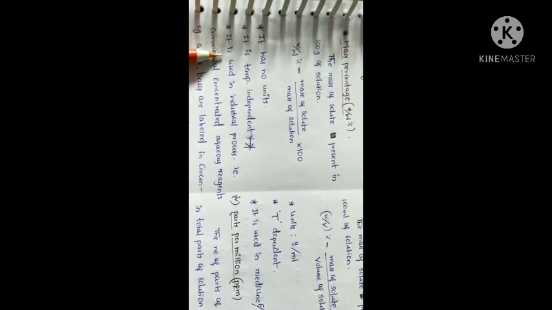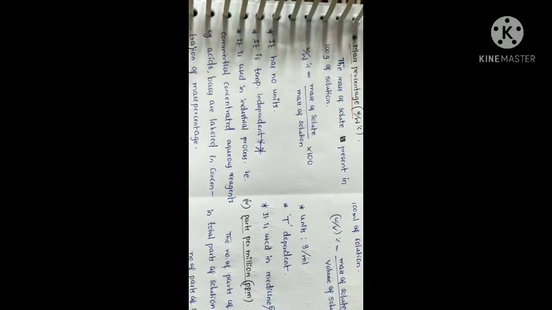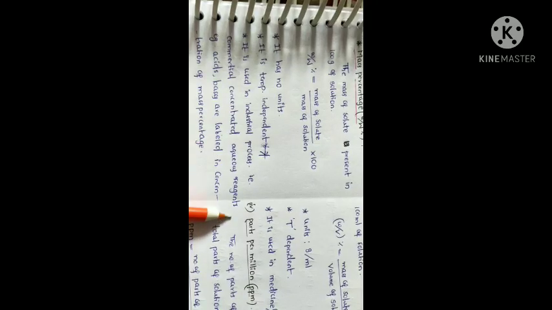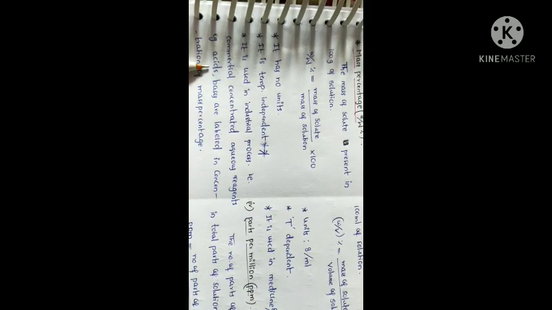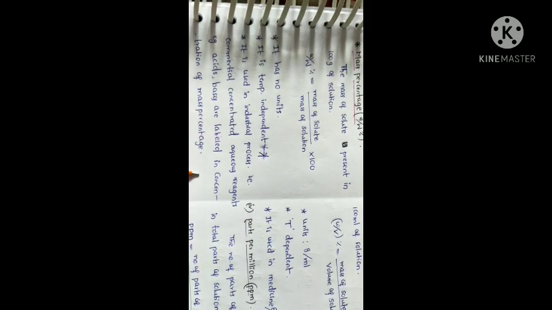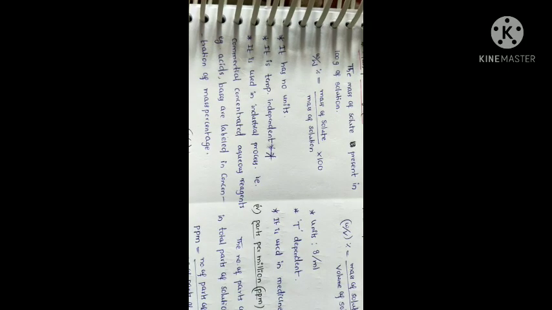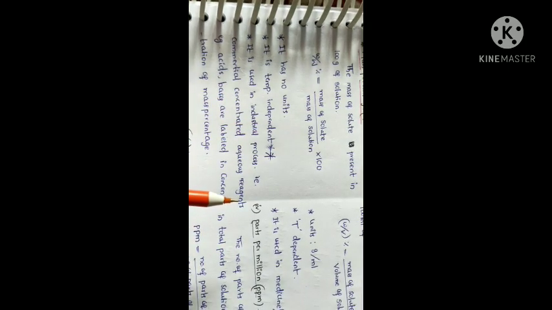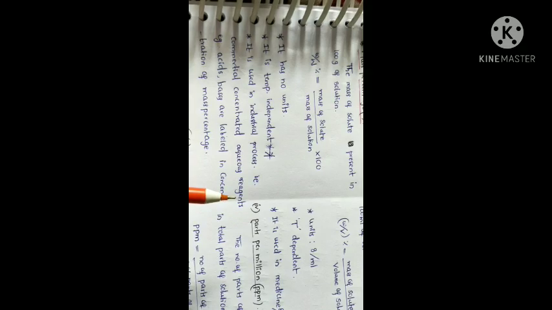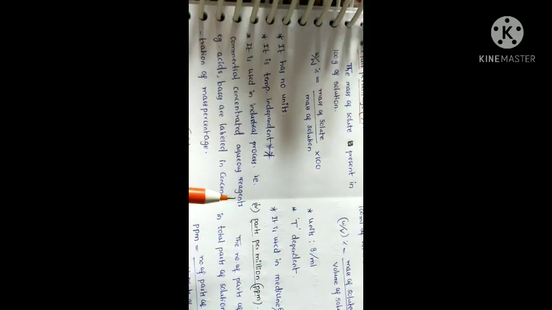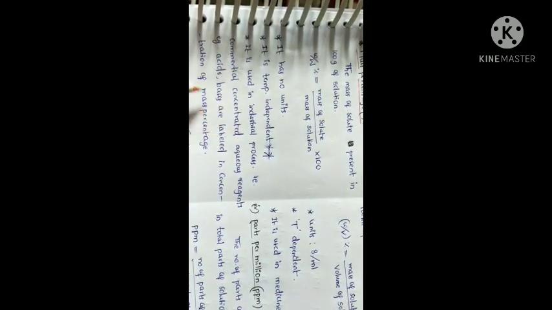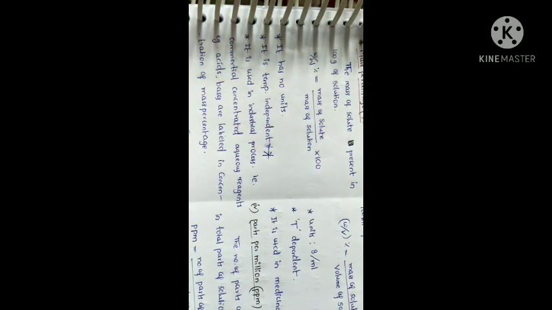Next, it is used in industrial processes, that is, commercial concentrated aqueous reagents. For example, acids and bases are labeled with concentration in mass percentage. Generally we can see this in fertilizer shops, on the poisonous bottles, where the concentration of solutions is represented in mass percentage.